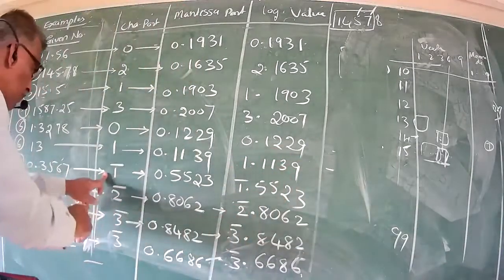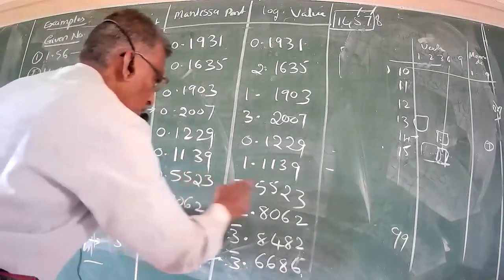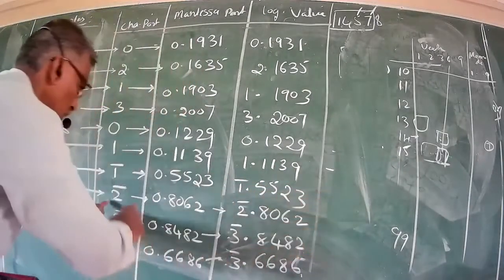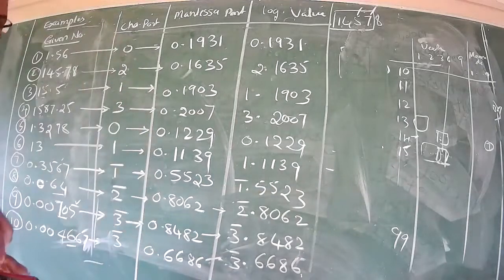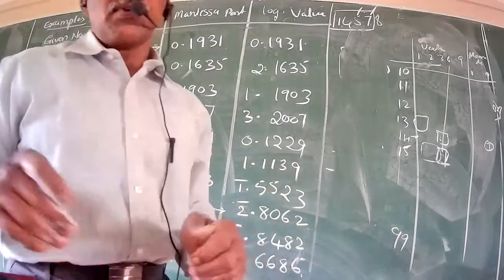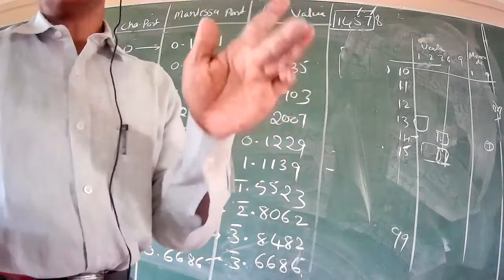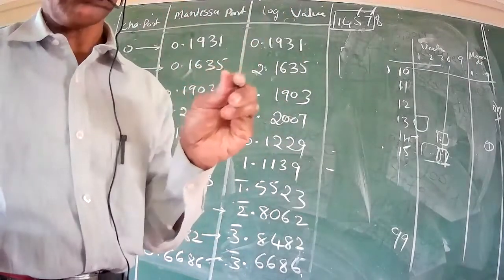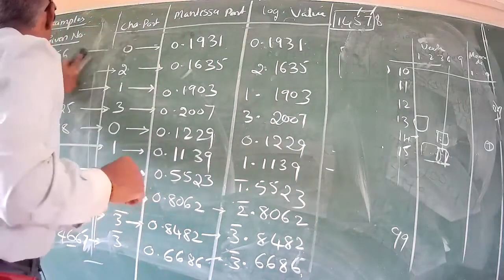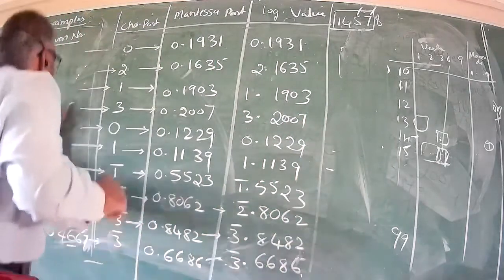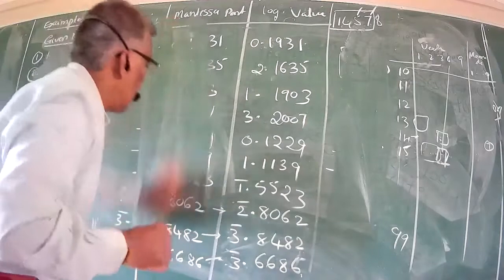This is bar 1 here. Bar 1 plus this, so bar 1.5523. Bar 2.8062. Similarly, others. This is the method of finding the log value of the given number. Now carefully, again, some more examples so that you see how it changes.